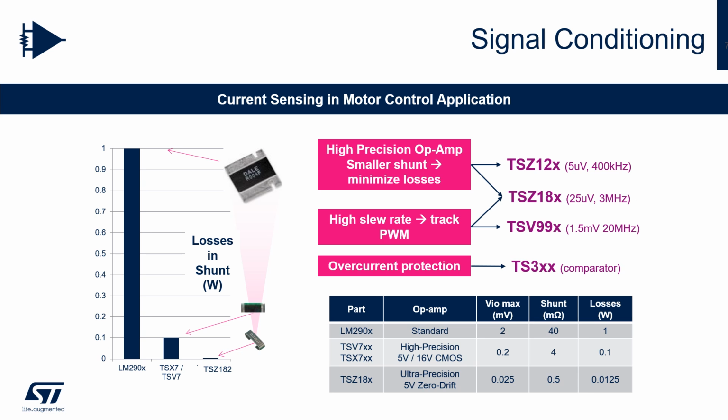Another case where the right choice can bring advantage is when you want to track high slew rate signals. Here you need a high gain bandwidth product like you have with the TSV99 or with the TSV18X families. If you want to have higher robustness for your application, you can go with our TS3X comparator family. This family can be used to build an overcurrent protection, which can shut down the application in an overcurrent situation.